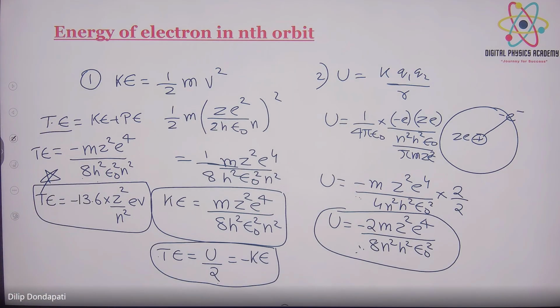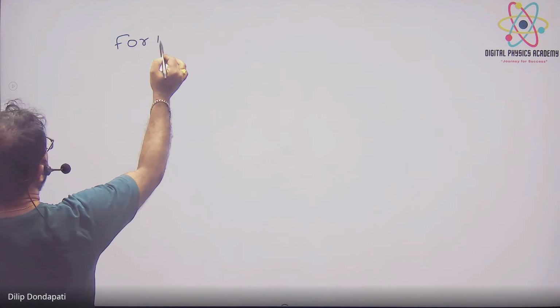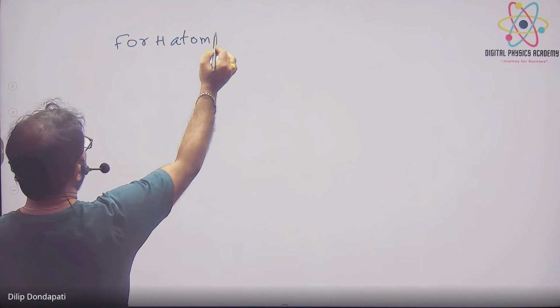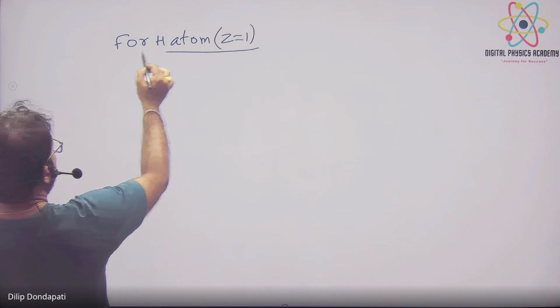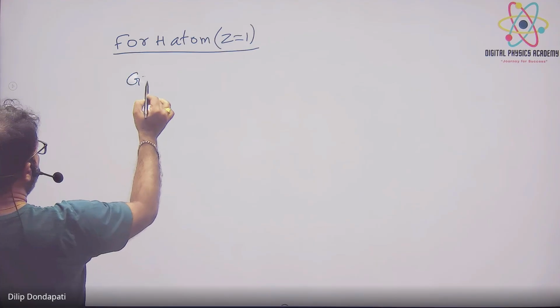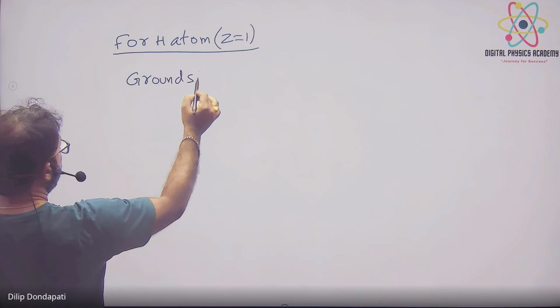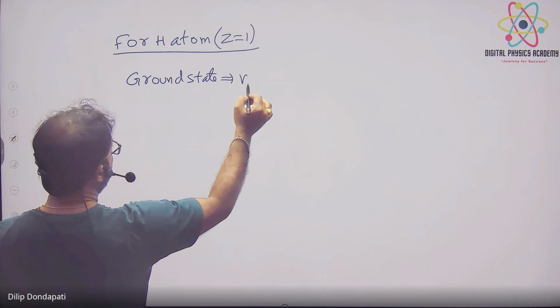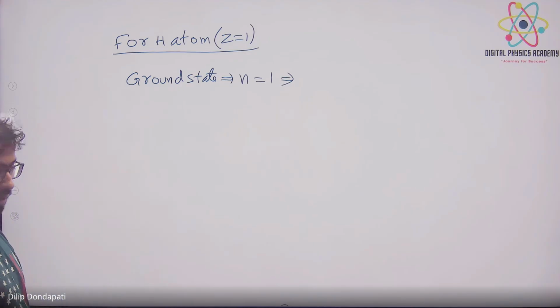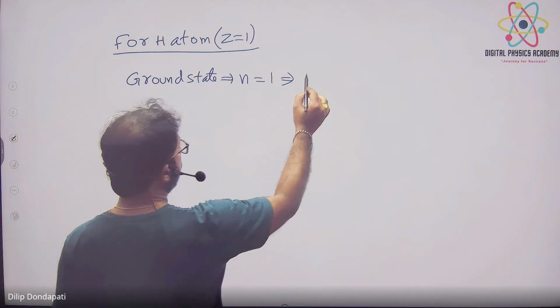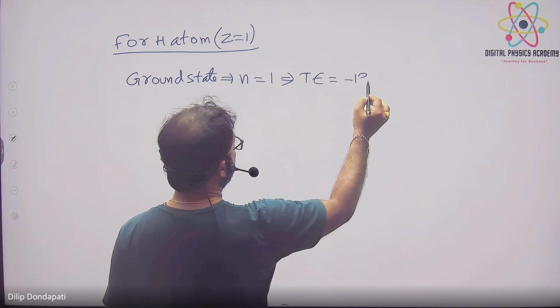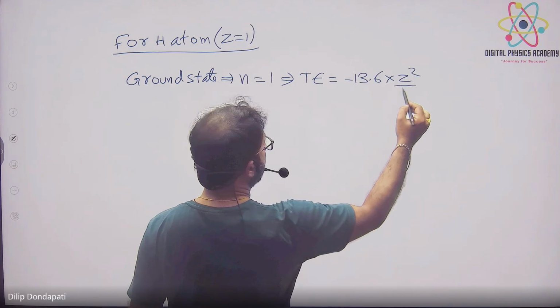So formula आ गया, total energy का: minus 13.6 into Z square by n square, energy in electron volts. Okay. For hydrogen calculate. Suppose for hydrogen atom, atomic number is equal to 1. Ground state calculate. Ground state, n equal to 1. Total energy calculate करो. Use this formula minus 13.6 into Z square by n square. And then answer.